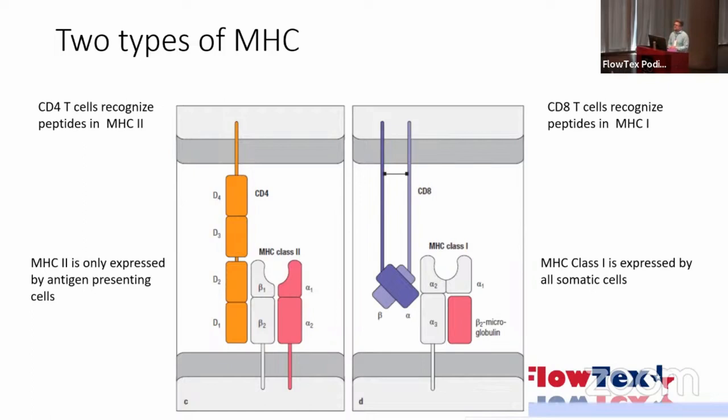MHC class 2 generally presents things that were taken from the environment, grabbed here, there, and everywhere. MHC class 1 presents things that came from within the cell. So if a protein is made inside a cell and it's wrong, MHC class 1 will stick that on the surface and show it to a T cell. So if a virus gets in a cell and it makes a protein, that MHC class 1 molecule maybe will bind to that protein and stick it on the surface where the T cell can recognize it.